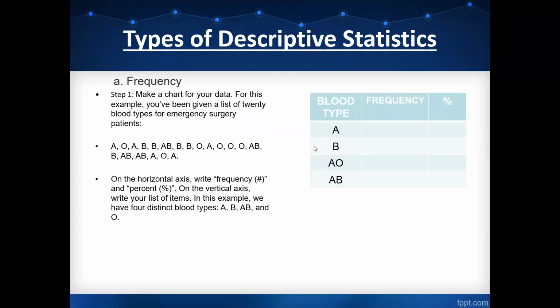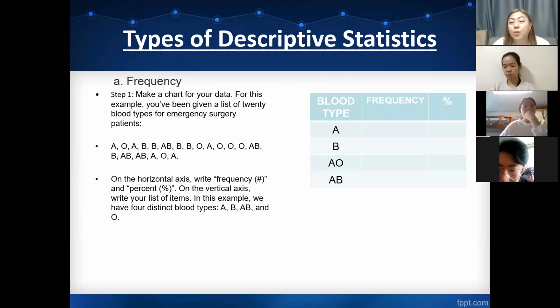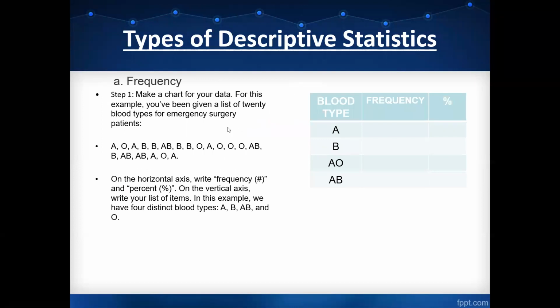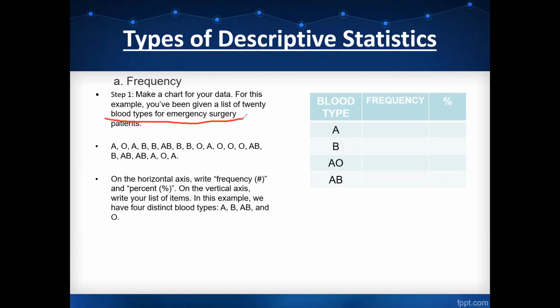So how are you going to do this one? Kindly read this one, Tien, the step one. Step one, make a chart for your data. For this example, you were given a list of 20 blood types for emergency surgery patients. What is our variable? This is the blood type. We have blood types A, B, O, and AB. So the first thing is we make a table.